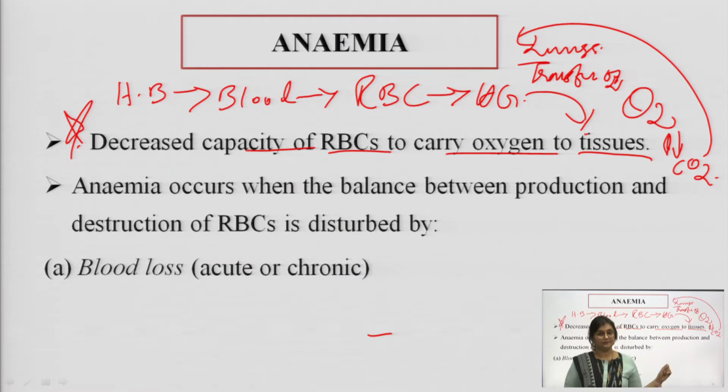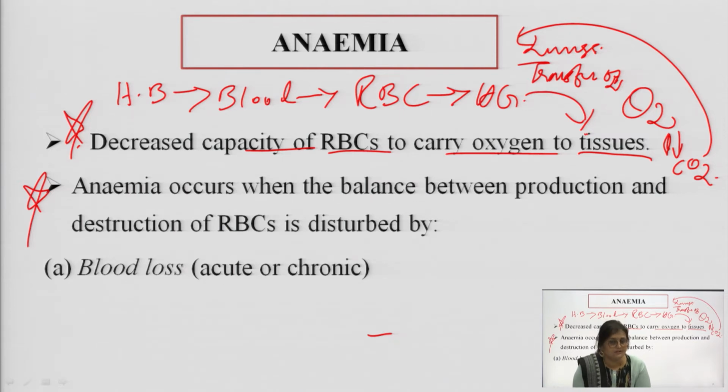This hampering of the capacity of RBC to carry oxygen, or the oxygen carrying capacity of the RBC, if this gets hampered, it leads to the condition called anemia. So now let's move on to the next reason for anemia.